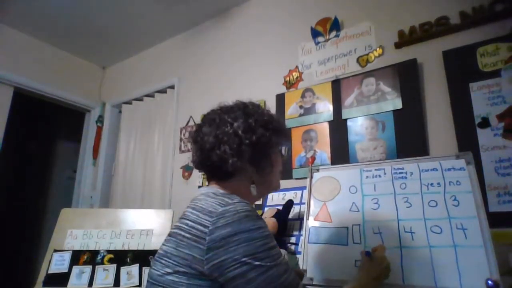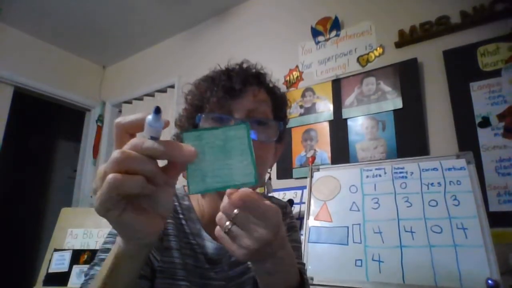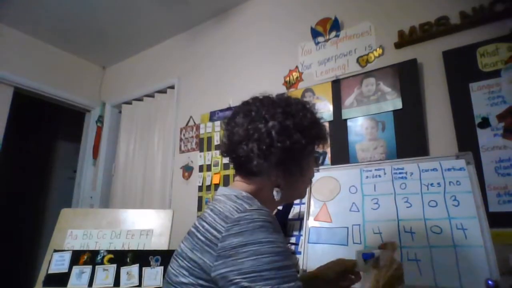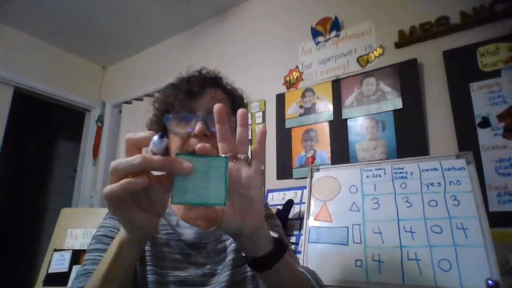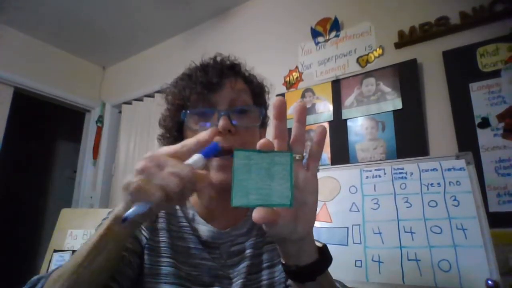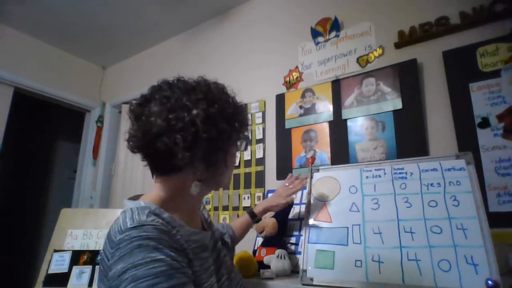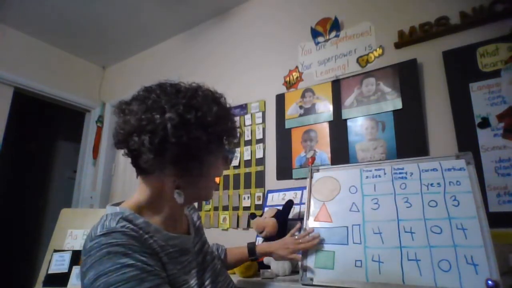It has 4 sides. How many lines does it have? 1, 2, 3, 4. Does it have any curves? Nope, 0 curves. And does it have any vertices? Let's count the points or the vertices. 1, 2, 3, 4. So boys and girls, our chart tells us about the attributes of a circle, a triangle, a rectangle, and a square.